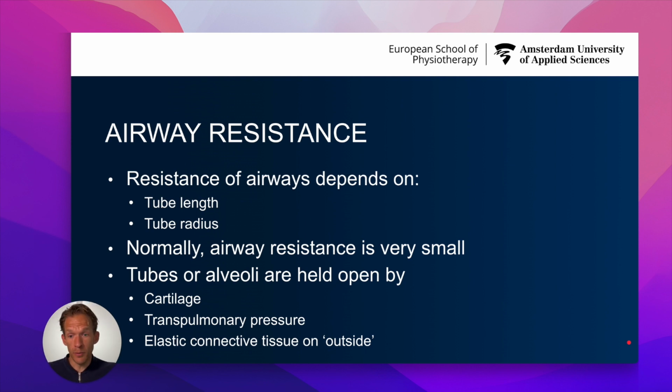And that is done, for example, by cartilage, but also by just the fact that the whole system is more or less, or the lungs are glued to the chest wall. And also some connective tissue, especially in the bigger upper airways, will make sure that the airways remain open in order for the diameter to be as wide as possible and therefore the resistance to be relatively low.